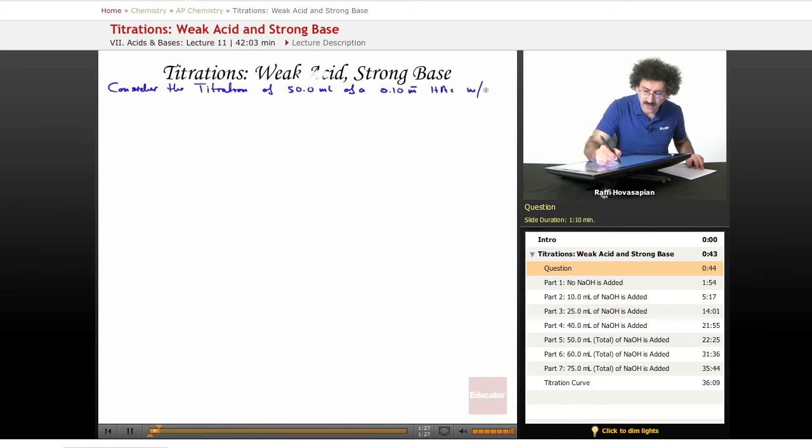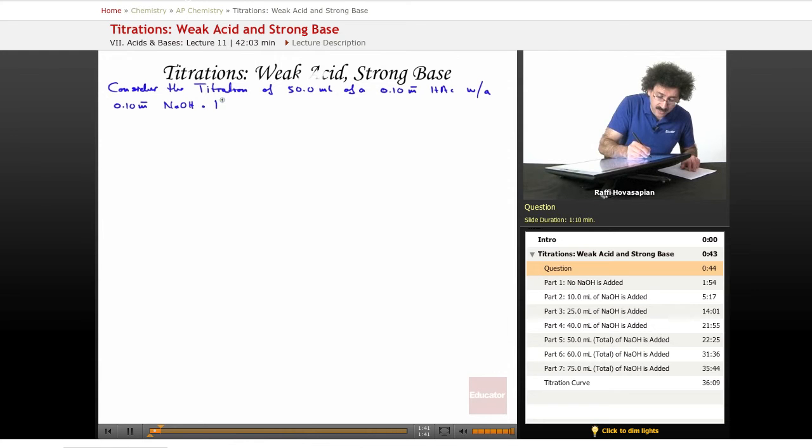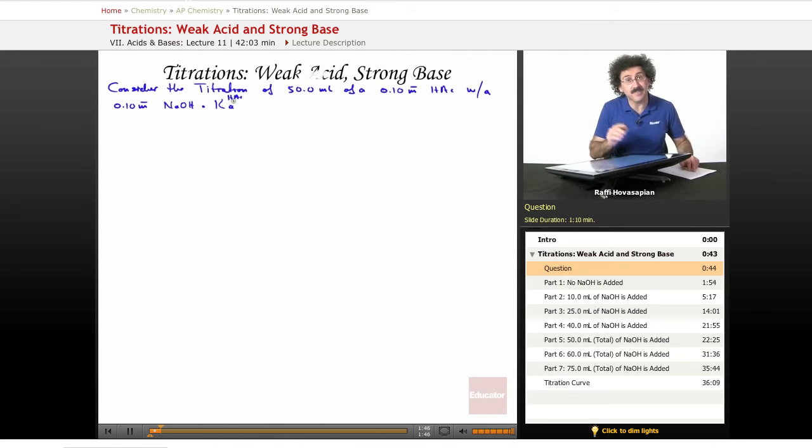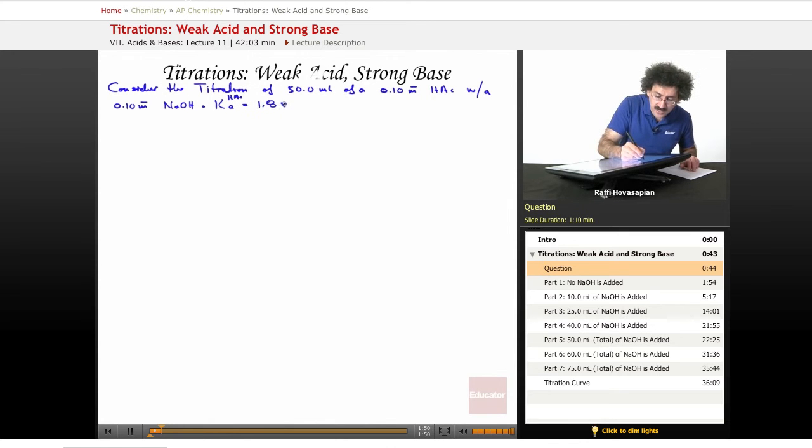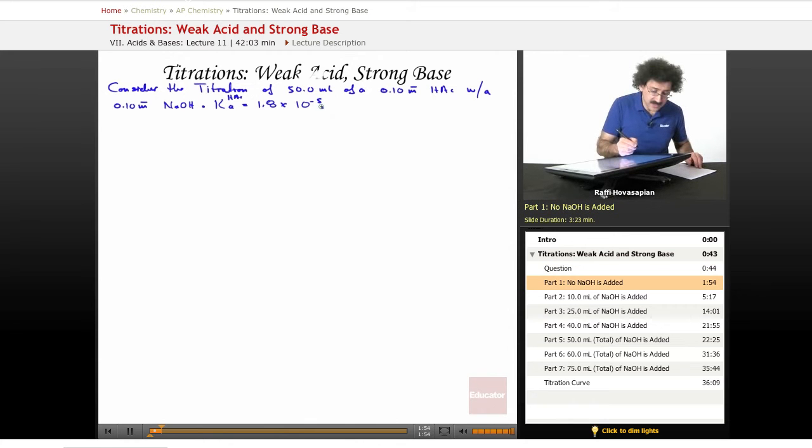And we're going to titrate it with a 0.10 molar NaOH. So our titrant is the same as before. It is a strong base, sodium hydroxide, but this time we're titrating a weak acid, not a strong acid. Now, because we're dealing with a weak acid, you can pretty much guarantee that the Ka is going to show up somewhere. The Ka of acetic acid is 1.8 times 10 to the negative 5. Okay, so let's go ahead and get started.